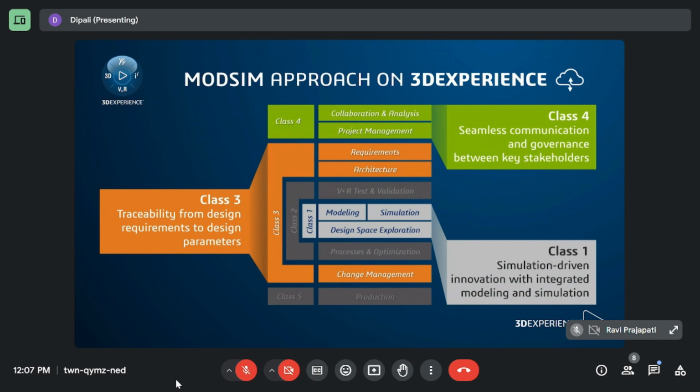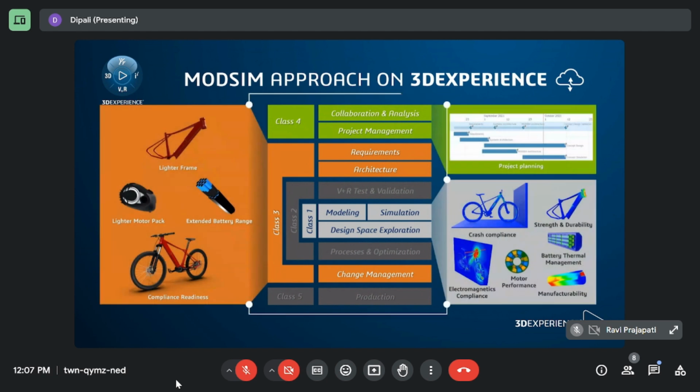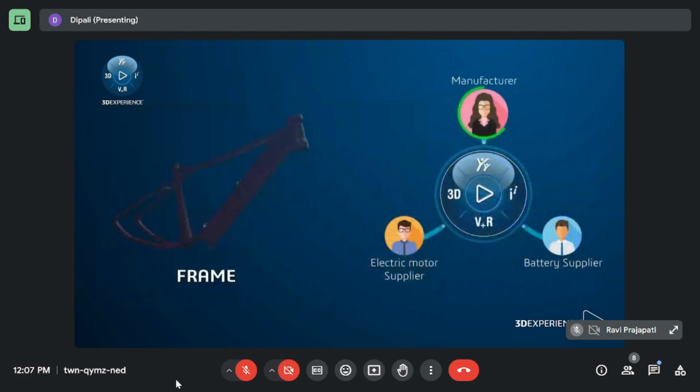We can then select the best part that meets our requirements. Class 2 is the 3D Experience platform, which contains all the tools we need to define requirements, do optimization, project planning, and communicate with all the people involved in the project. Class 3 is change management, which clearly reduced our requirement development time. And class 4 is prototyping collaboration, costs analysis and project management.